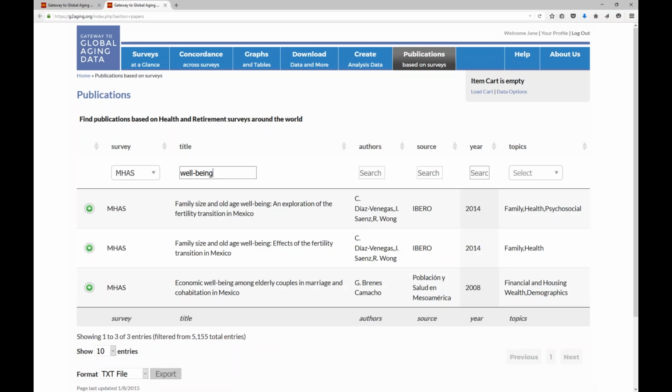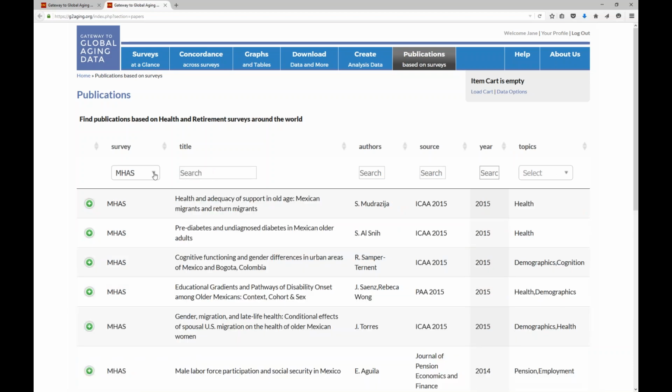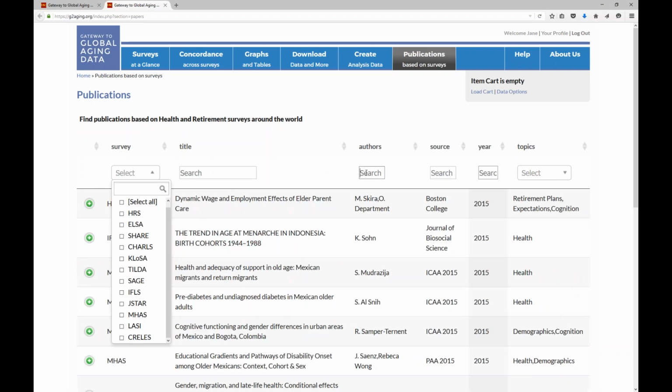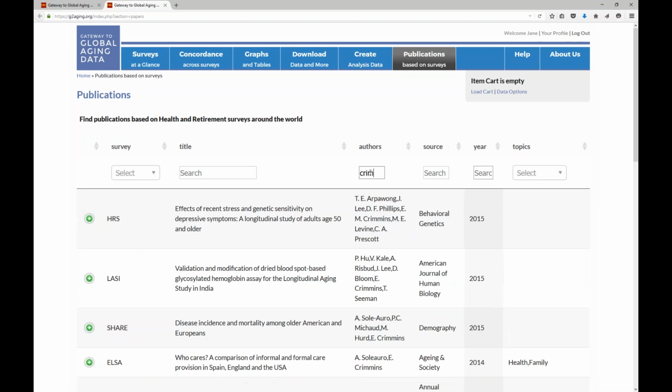So you can look at papers that look at well-being in MHAS, which can be quite helpful. You can also search, if we click off of MHAS here, by author. So if there's an author you're looking for, for instance, Eileen Crimmins here is a researcher who has used a lot of these surveys at the University of Southern California. So you can get her papers.